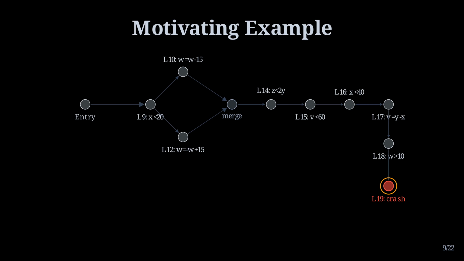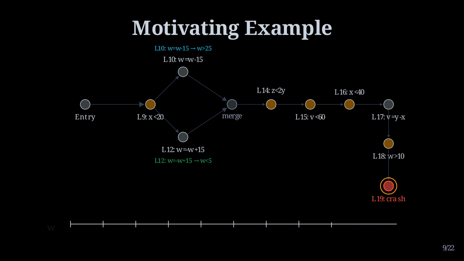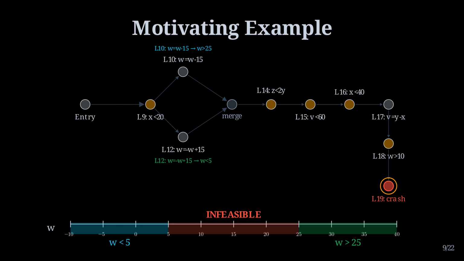Now, Beacon works backward from the target, starting from the requirement that w should be greater than 10 at line 18. If the execution came through line 10, w was set to w minus 15. Then for the result to be greater than 10, the original w must have been greater than 25. If it came through line 12 where w was set to negative w plus 15, then the original w must have been less than 5. So the precondition on w at the program entry is w should be less than 5 or w should be greater than 25. Any value of w between 5 and 25 is provably infeasible. No execution with w in that range can ever reach the crash, regardless of what other variables are.